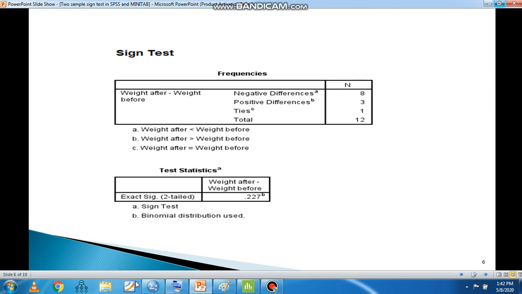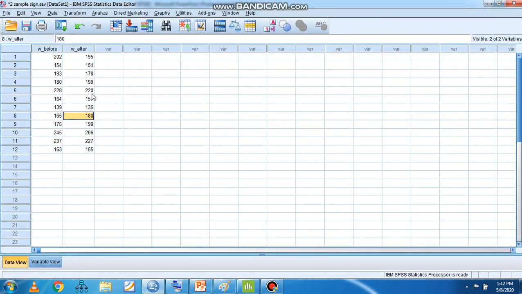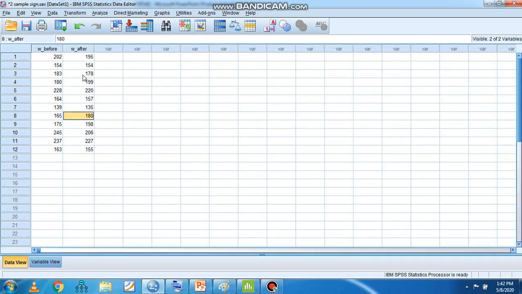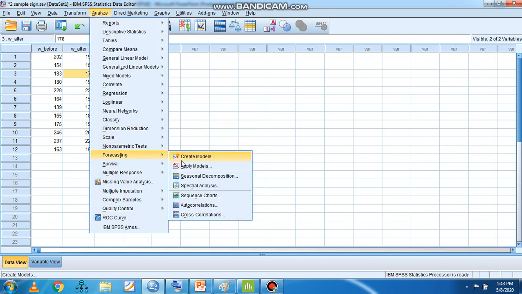First I will show you how we perform this test. We have created two variables: weight before of numeric type, measure scale, and weight after, also numeric type, decimal 0, and measure is set as scale. In Data View, we enter the data: 12 entries for weight before and 12 entries for weight after.